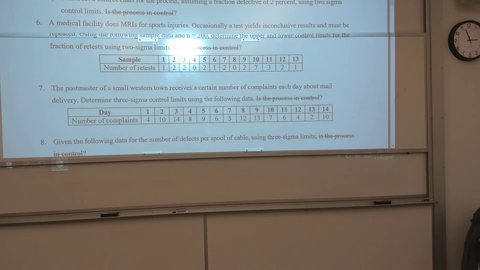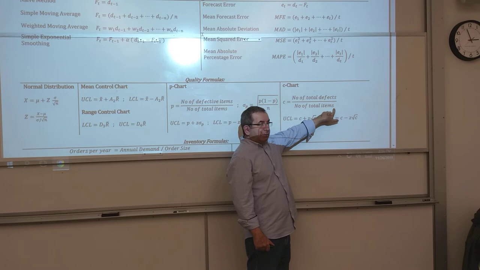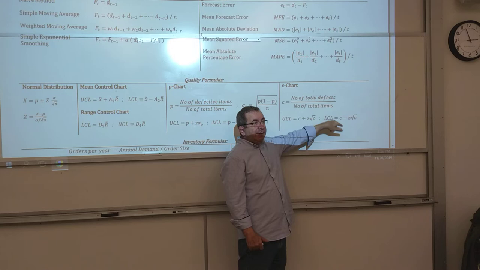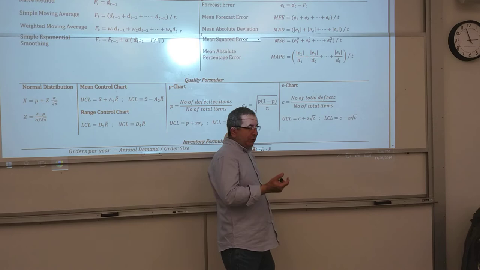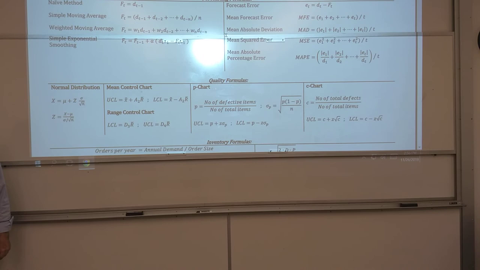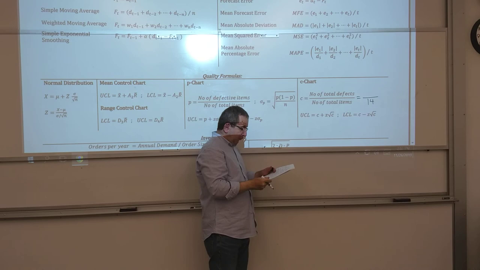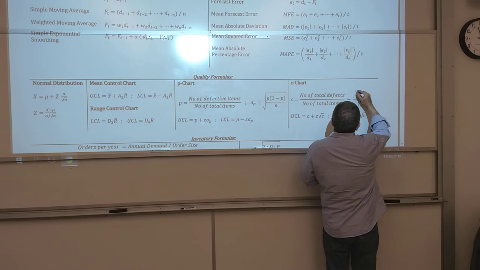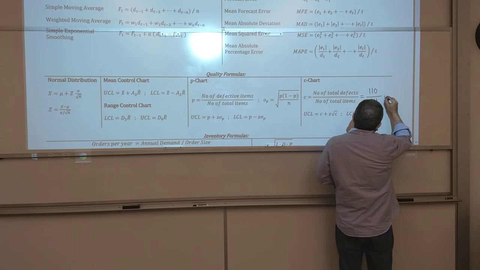Okay, and the formulas are like this. So the C ratio, you have number of total items. The number of total items is 14 because we have 14 days. And number of total defects is the number of total defects for every day. So to calculate this, number of total items is 14, and the number of defects is 110 over 14 days. And this gives me a ratio of roughly 7.86.